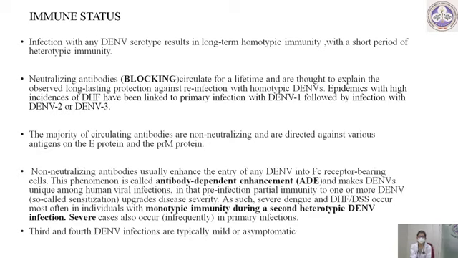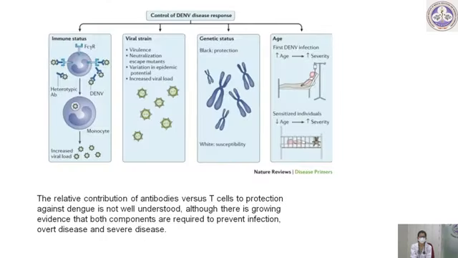As such, severe dengue and dengue hemorrhagic fever occur most often in individuals with monotypic immunity during a second heterotypic dengue virus infection. Third and fourth dengue virus infections are typically mild or asymptomatic. This diagram depicts the various factors involved in the dengue virus disease response: immune status, viral strain, genetic status, and age. The relative contribution of the T cell to the protection is not well understood, although there is growing evidence that both components, that is antibody and T cells, are required to prevent the infection and disease and severe disease.